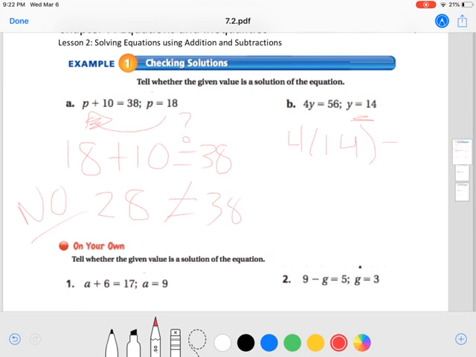So does this equal 56? If we were to do 14 times 4, I want to stack these up. We know that 4 times 4 is 16. Carry that 1. 4 times 1 is 4, plus 1 is 5. And since 56 does equal 56, we know that yes, this is a solution.